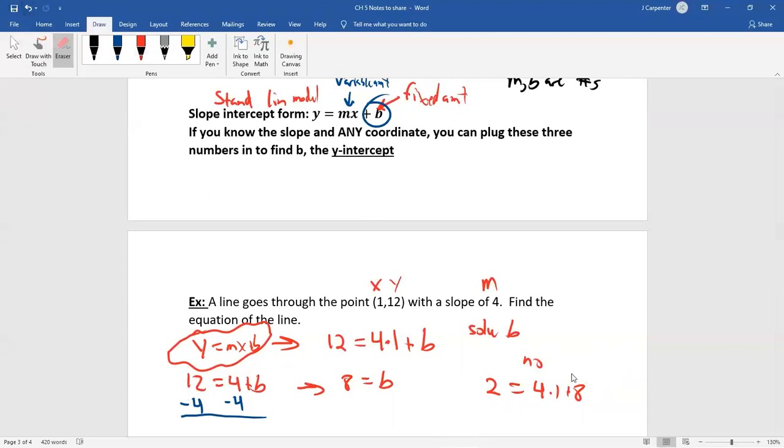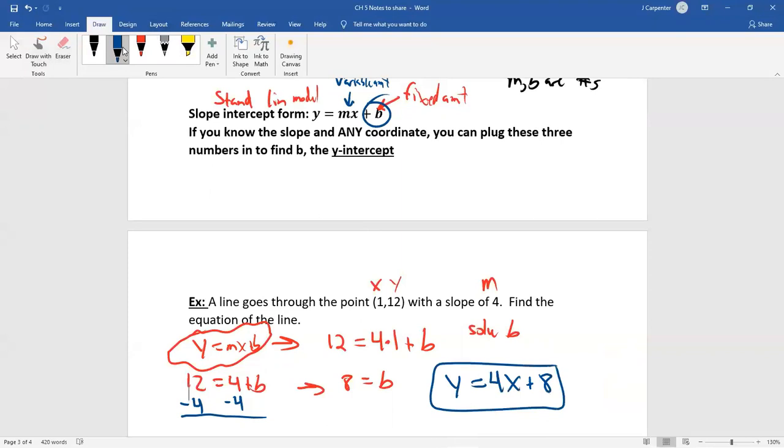What you're supposed to do is let the Y and the X, or the C and the M, or the D and the T, whatever letters you're using, let them be them so they're allowed to change. So we go Y equals 4X plus 8. This is the answer.